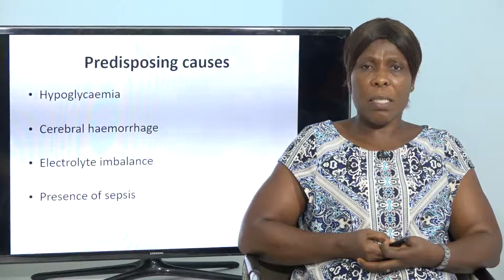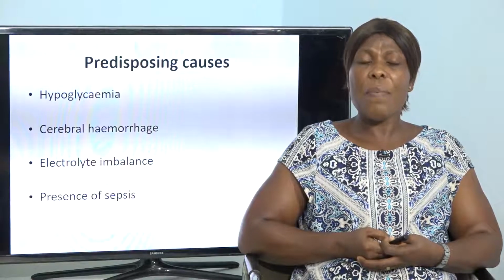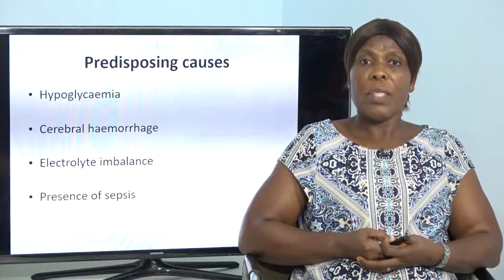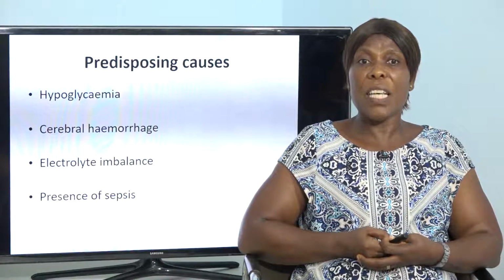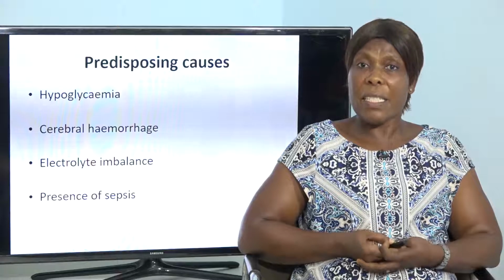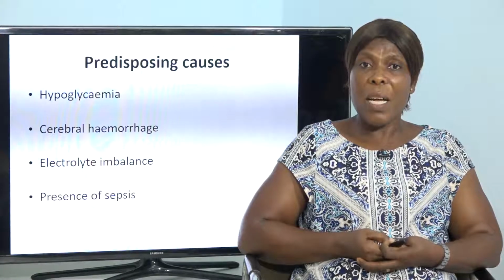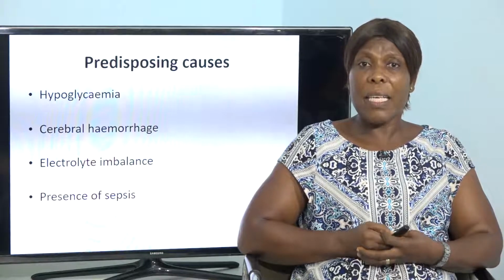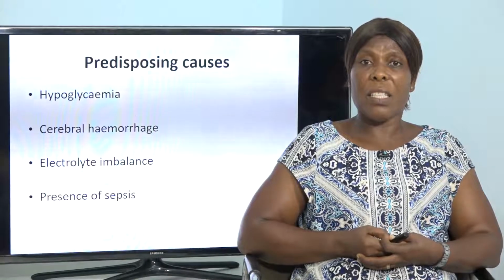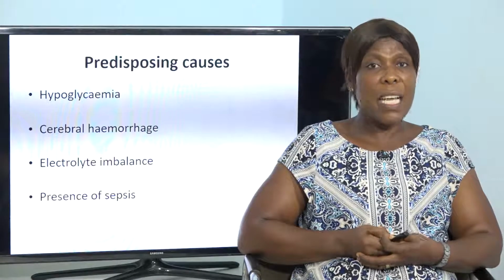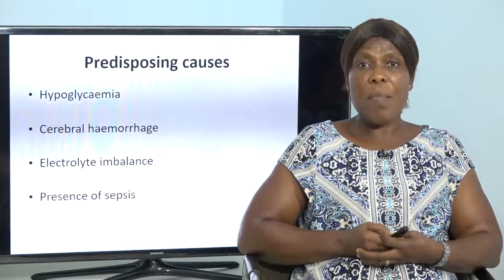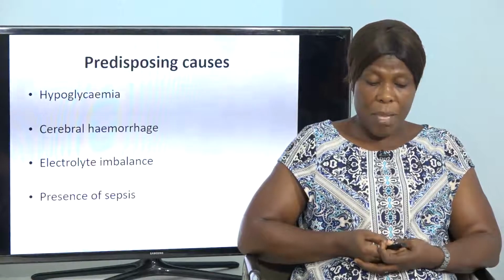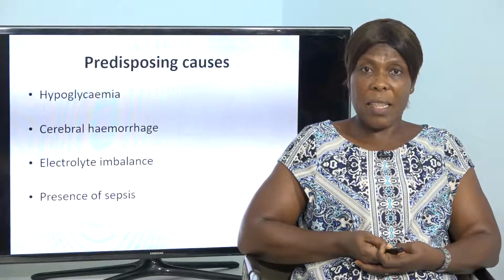Presence of sepsis, infections. When the baby is having any infection, especially from the mother, if the mother has any infection and it was not detected early, and the baby passes through the birth canal, the baby is likely to have this infection. And when it is not detected early after birth, this sepsis can go into circulation, and then the baby may have apneic attack.